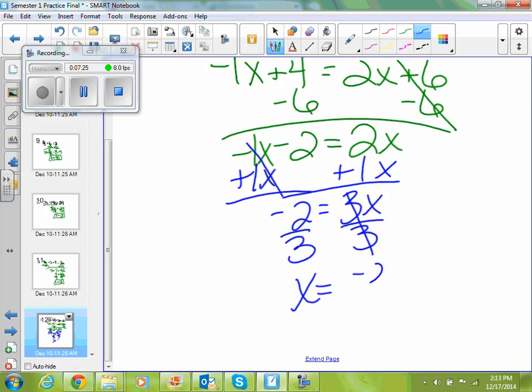So x equals negative 2 over 3. You can just leave it as a fraction, or you can write it as a decimal, which would be negative 0.6 repeating. Alright, so any questions on solving equations? That's sort of the bulk of Algebra 1.